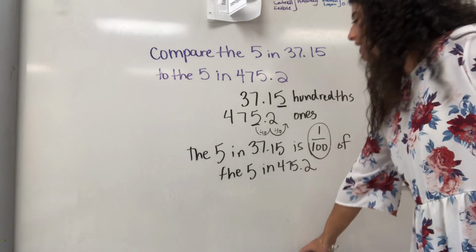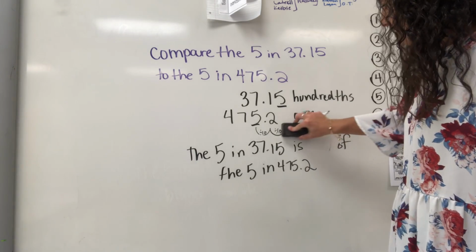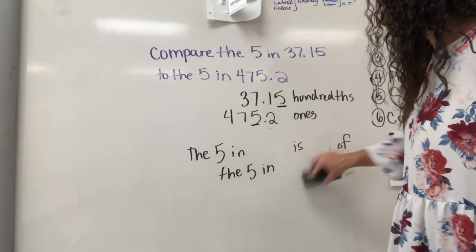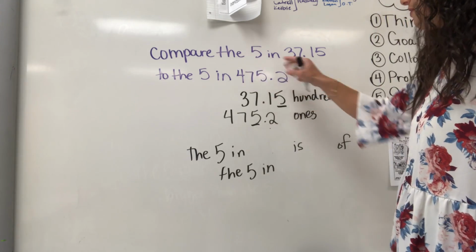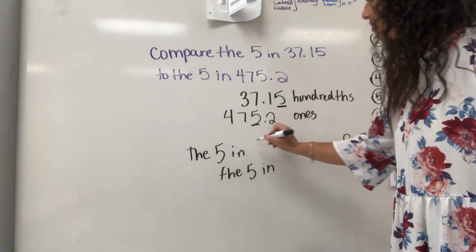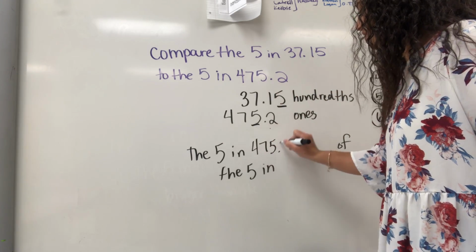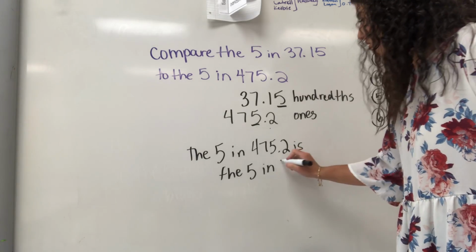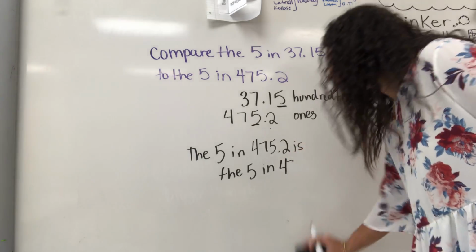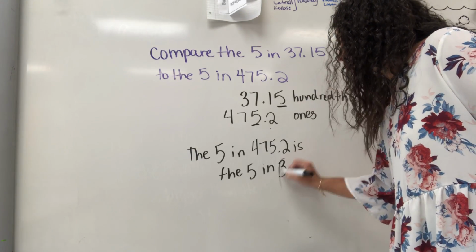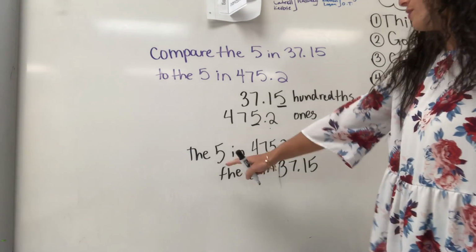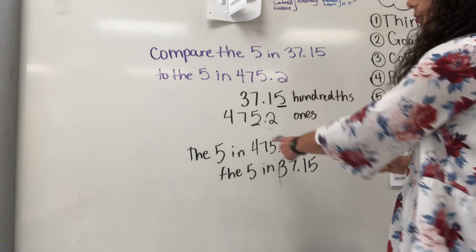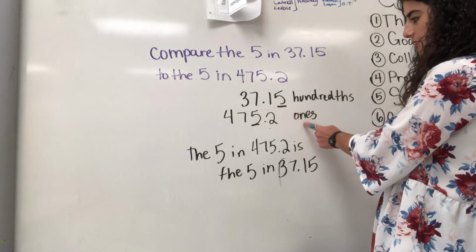That's my answer. Now, let's say I was going to switch it up, and I was being asked the opposite. I was being asked to compare the 5 in 475 and 2 tenths to the 5 in 37 and 15 hundredths. So now the 5 in this number is what of that number? Well, because this place value is bigger, this is the ones.